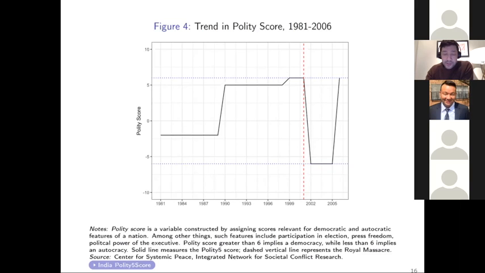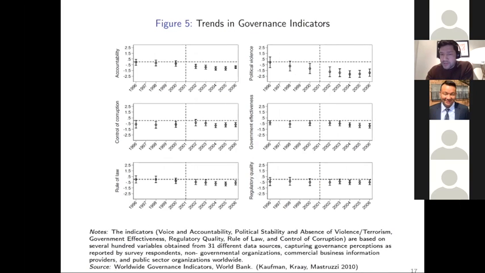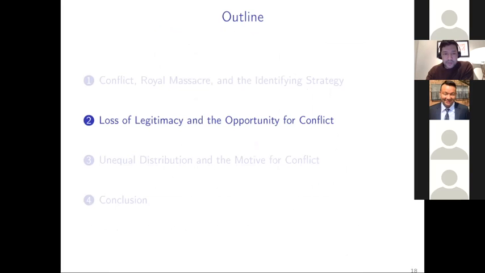And that also does not give you any reason why the conflict would explode. And you can look at other indicators here. I'm looking at the world government indicators that will also give you similar ideas. Okay, I'm going to skip the details there.